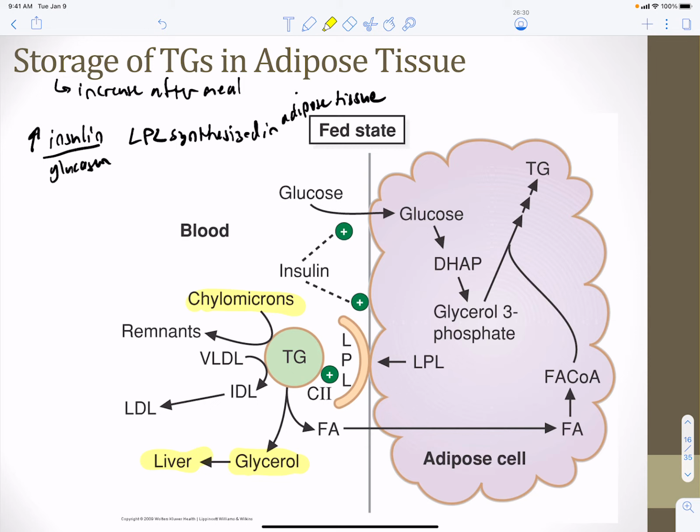This is very different than the fasting stage, where the glycerol picked up by the liver is going to be a precursor for gluconeogenesis. In the fed state, glycerol is used to make fat. The chylomicron will have a remnant, and so the chylomicron remnant will go to the liver and will be degraded.